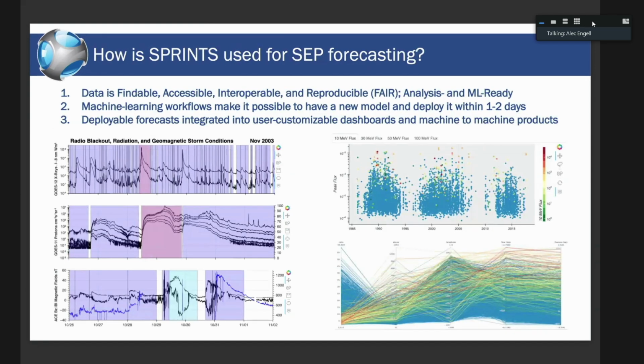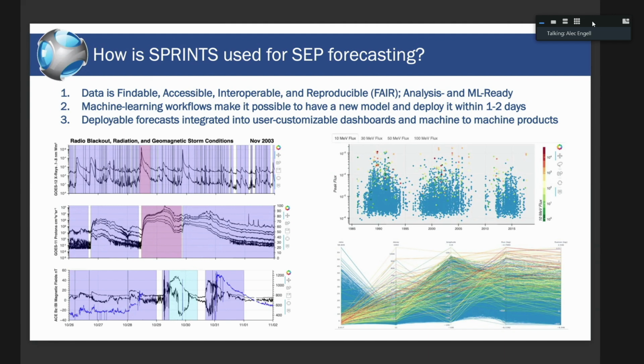Okay, so how is SPRINTS used for SEP forecasting? Well, the data is findable, accessible, interoperable, and reproducible. So FAIR. Maybe some of you have heard that. The idea is that it's analysis and ML ready. The machine learning workflows make it possible to have a new model and deploy it within 1 to 2 days. So if I tell my machine learning engineer, hey, Brianna, I just corrected, or somebody else just corrected, 5 events, whether it was start and end time or event associations, she can rerun her notebook and she has a new neural network in a matter of minutes.